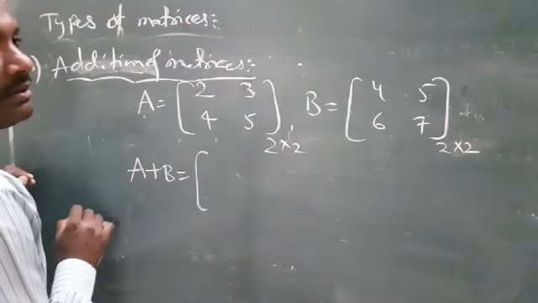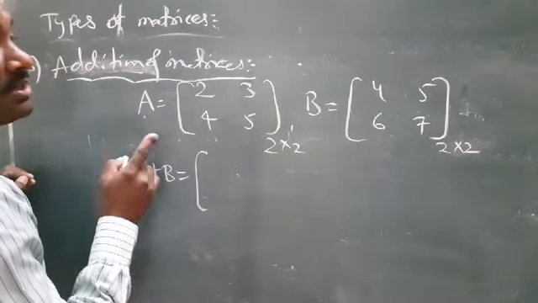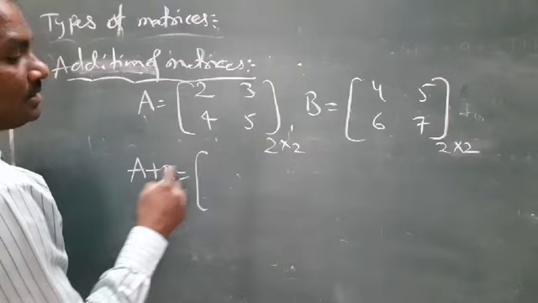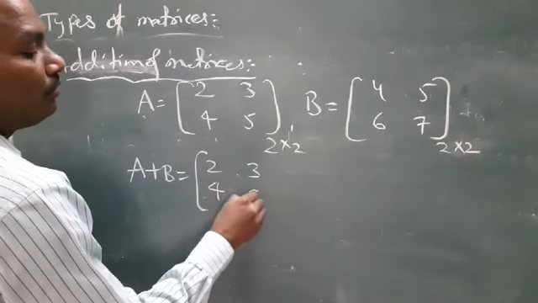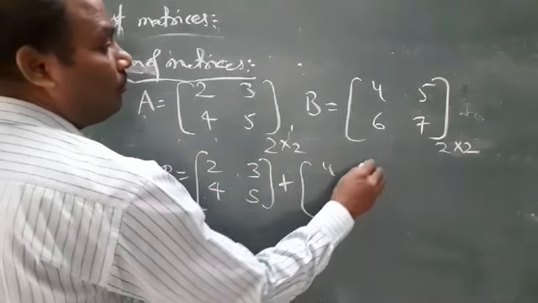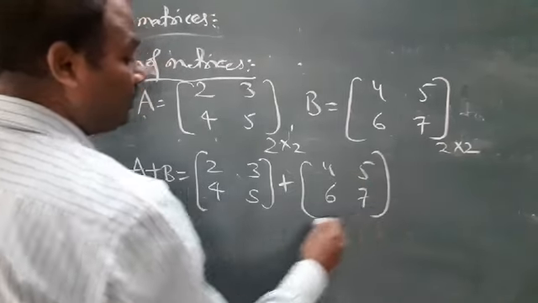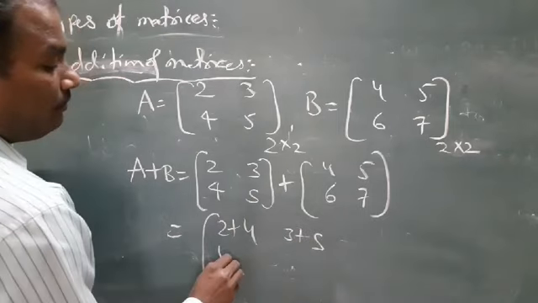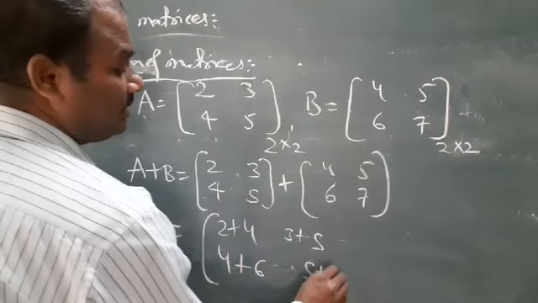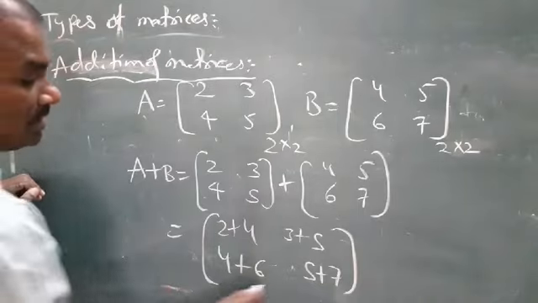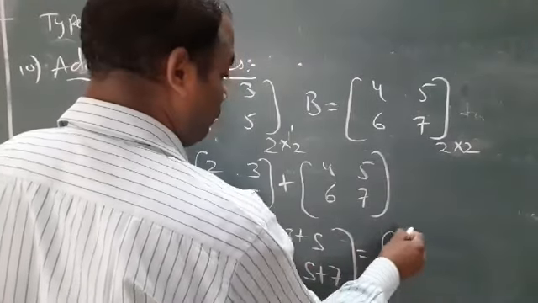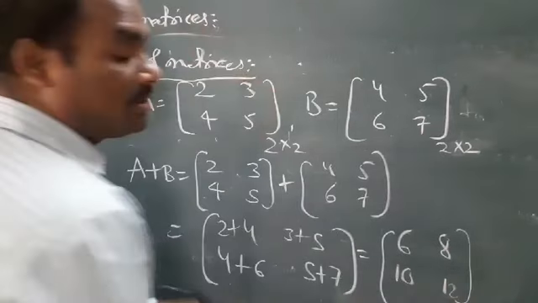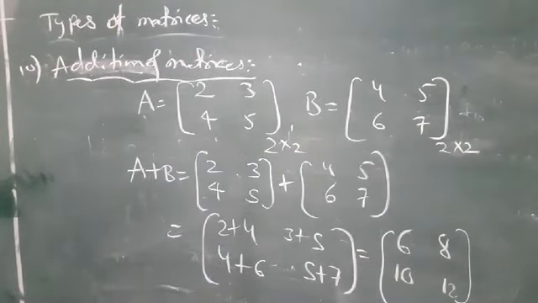Add. Only corresponding elements are added. Corresponding either 2, either 4. Here also the symbol is plus, so 2, 3, 4, 5 plus 4, 5, 6, 7. So adding 2 plus 4, 3 plus 5, 5 plus 6, 5 plus 7. So your answer is 2 plus 4 is 6, 8, 10, 12. Are you understanding? Very easy matrices.